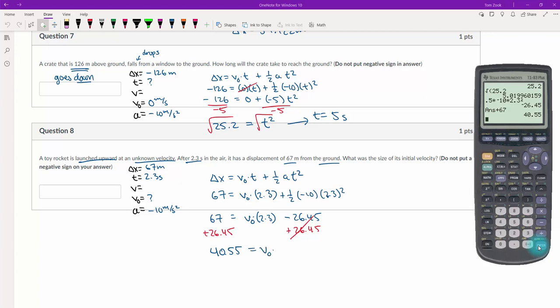Now I can divide both sides by 2.3 because the 2.3 is multiplied to the V0. And I'll click divide by 2.3 and I get myself an answer of 17.6. The original velocity, 17.63 meters per second. So that was a challenging problem when we had it originally on the quiz.